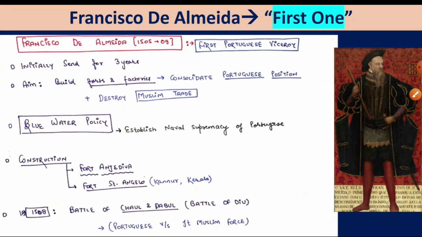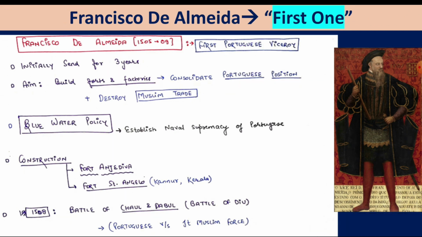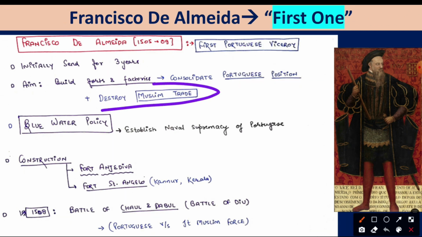Next is Francisco de Almeida. What he is saying is that I am the first one. First one what? He became the first viceroy, because in 1503, the king said all the territories in India are my territories. So he was initially sent for 3 years. He built forts and factories. He consolidated the Portuguese position. His aim was to destroy the Muslim trade, because Muslim trade was the competition to the Portuguese trade.